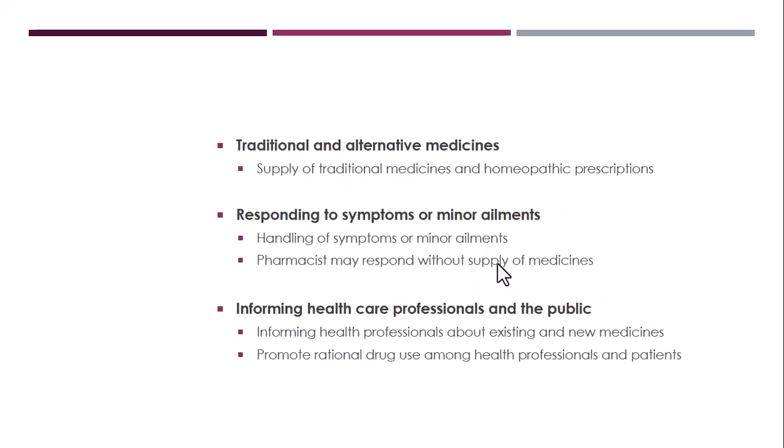So traditional and alternative medications: there is need for supply of traditional medicines, and homeopathic prescriptions have to be taken into place. And responding to symptoms of minor ailments, there is need for a pharmacy professional to be in position to handle symptoms of minor illness. A pharmacist may respond without supply of medication. You can as well advise a patient on what to do.